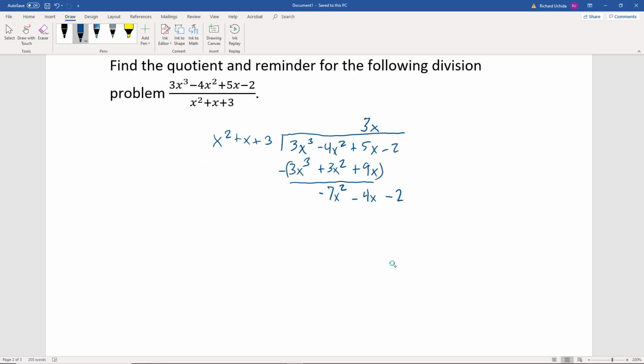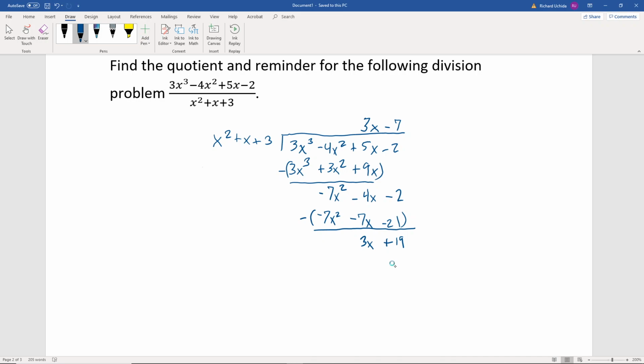And we'll repeat again. Take this negative 7x squared divided by x squared, that'll be minus 7. So we'll put that there in our quotient. Then the negative 7 times our divisor, so negative 7 times x squared will be negative 7x squared. Negative 7 times x will be minus 7x. Negative 7 times 3 will be negative 21. Subtract that. Again, like we're saying, the first terms always will cancel. Then we'll have negative 4x minus negative 7x, so that'll be negative 4x plus 7x, so that'll be 3x. Negative 2 minus negative 21, so that'll be plus 19.